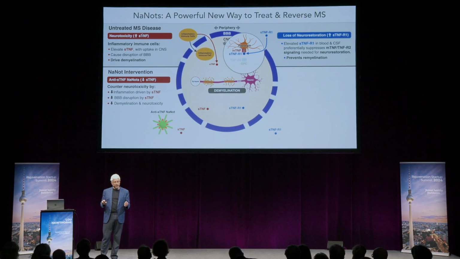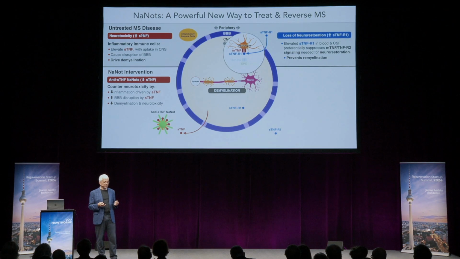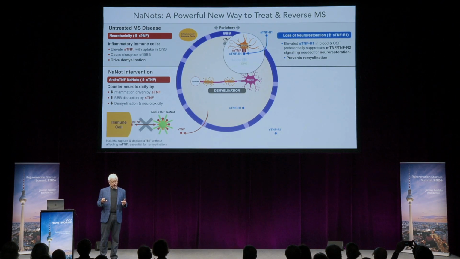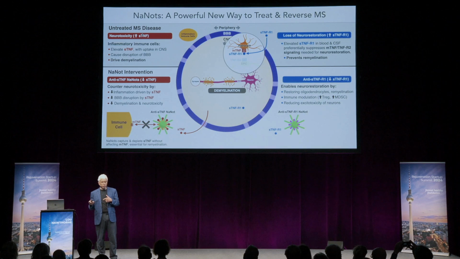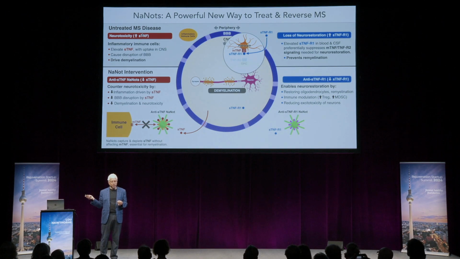We're going to put in one NaNot against soluble TNF. We will deplete that from circulation and induce migration out of the CNS due to their fluidic communication. And we'll do so without disturbing membrane TNF by virtue of the design of the NaNot. And the second NaNot we'll put in is against soluble TNF receptor 1. We've already made those for treating cancer anyway.